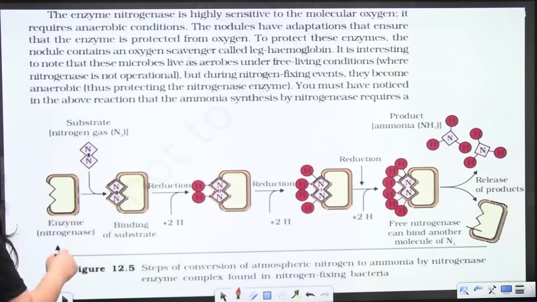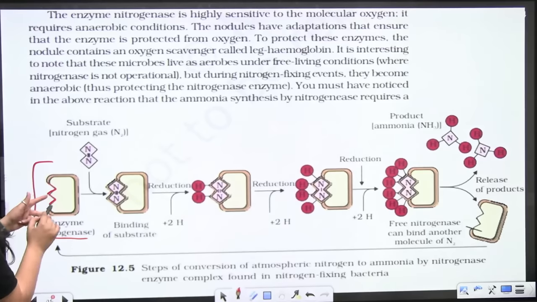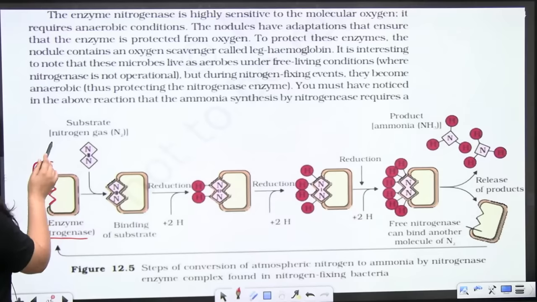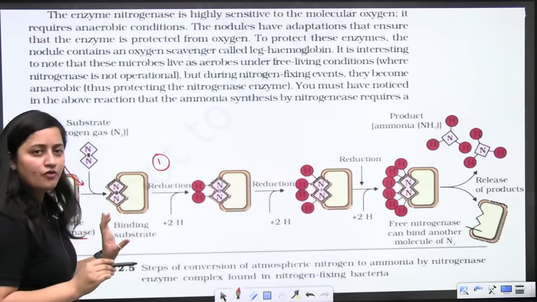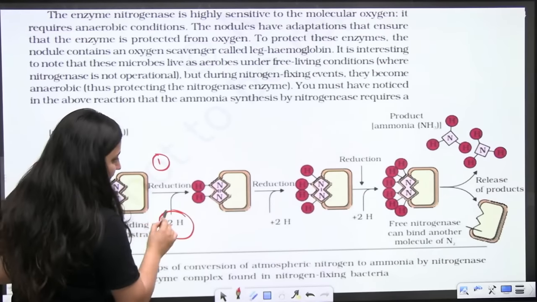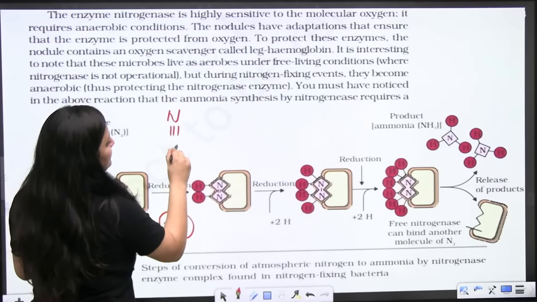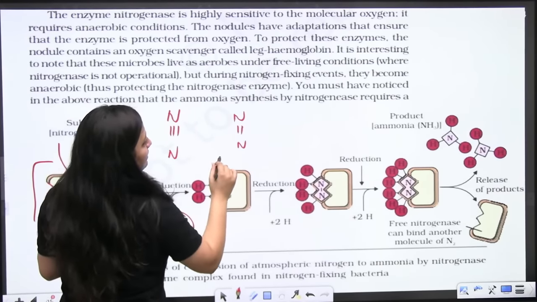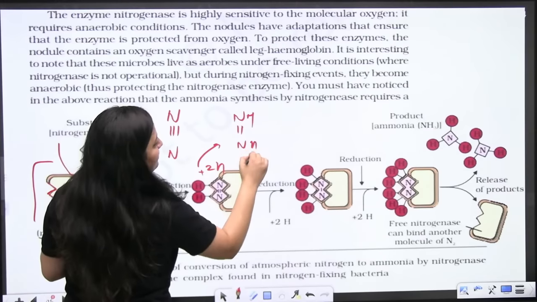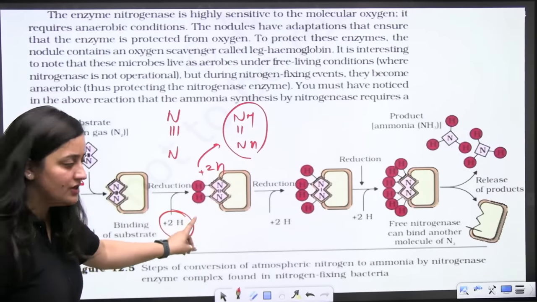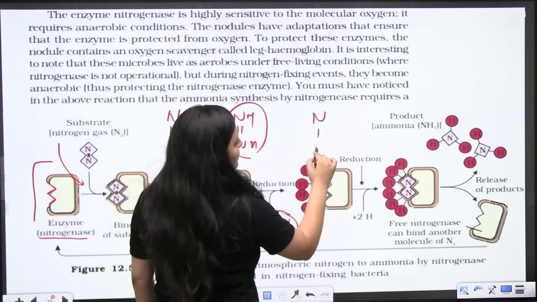See here, just look at it. Here you have the enzyme nitrogenase, which has the space for the fixing of nitrogen. The substrate is nitrogen gas. In the very first step, reduction will be done, so for reduction, 2H positive will be taken. Initially, you know that between nitrogen and nitrogen, 3 bonds are there. Because we have added 2 hydrogen, one hydrogen will bind here and one here. So, first reduction. The second step is also a reduction. Again, you are adding 2 hydrogen, so now it will be like this.